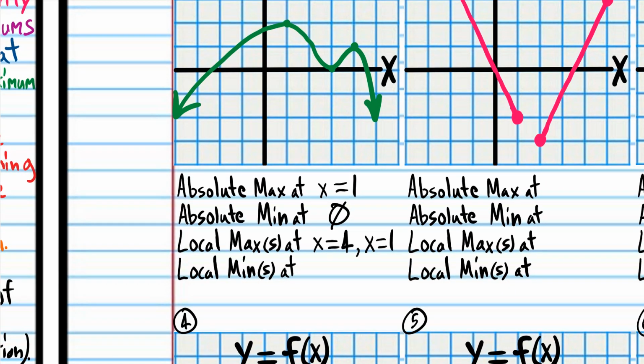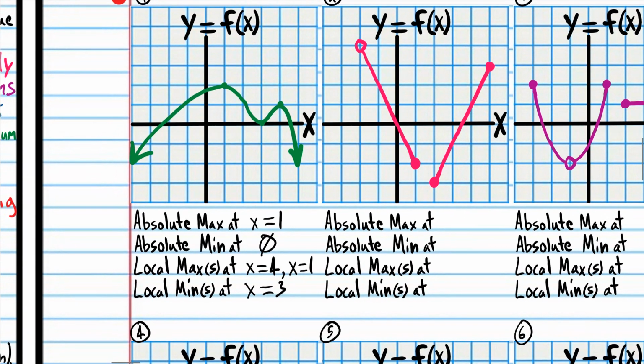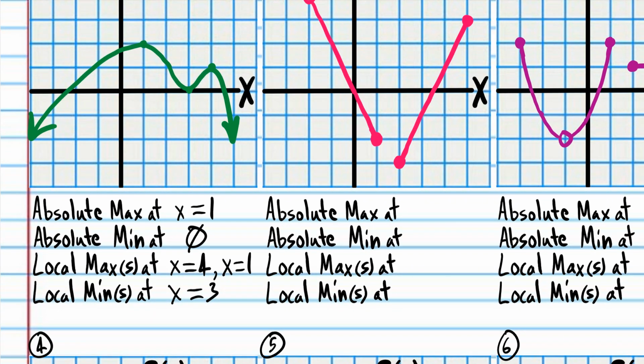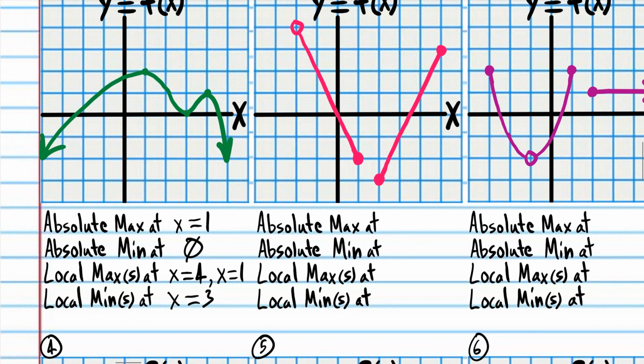Okay, so is there a local minimum? Yes. This point here has a y value that's smaller than the y values of the points around it. So we call that a local minimum. Again, there is no absolute minimum, but there's a local minimum. So again, we're describing where these values occur by writing the x values. The x values tell you where they are.